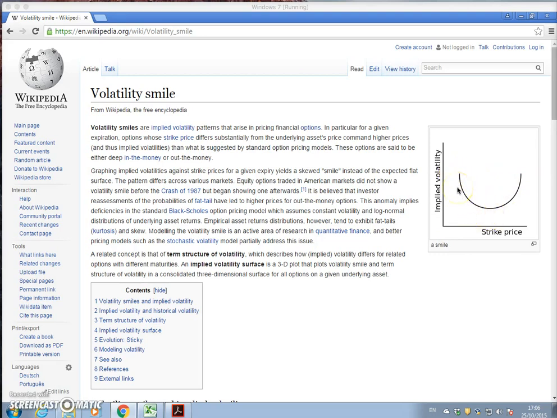A pattern that frequently emerged in terms of volatility was this type of shape, where as we changed the strike price or the exercise price of options, the volatility that was consistent with the option price very often took on a form that was not constant or level. When you're deep out of the money or deep in the money, the implied volatility was elevated. This is probably more typically the case for currency options, and for equity options you typically get a volatility skew.